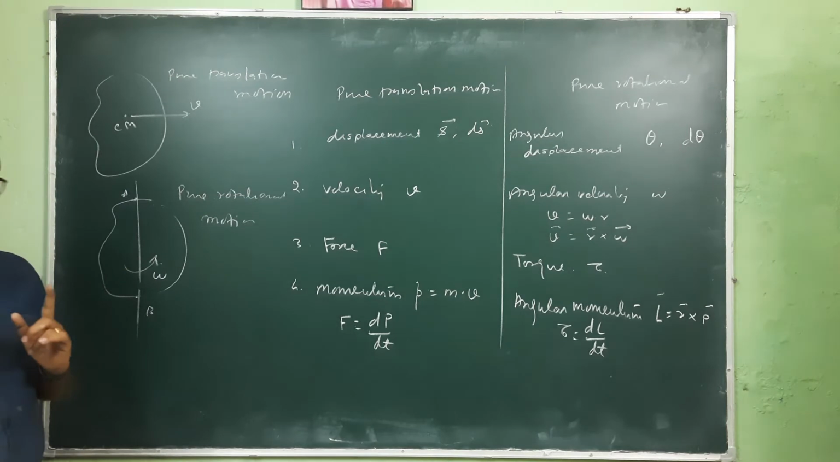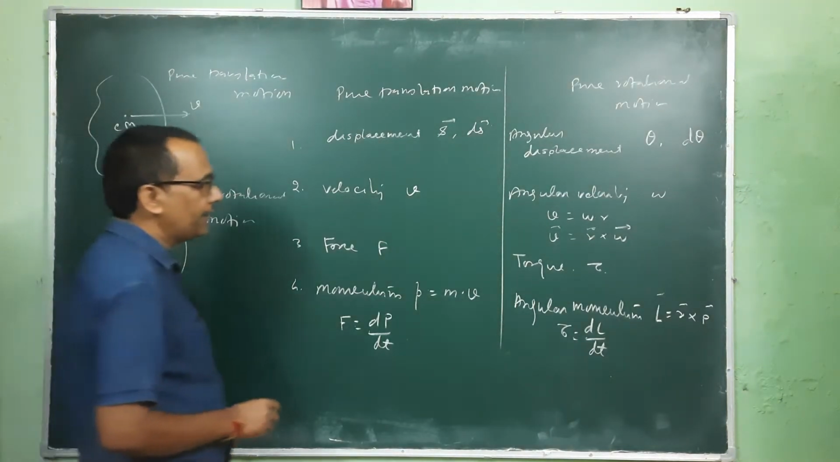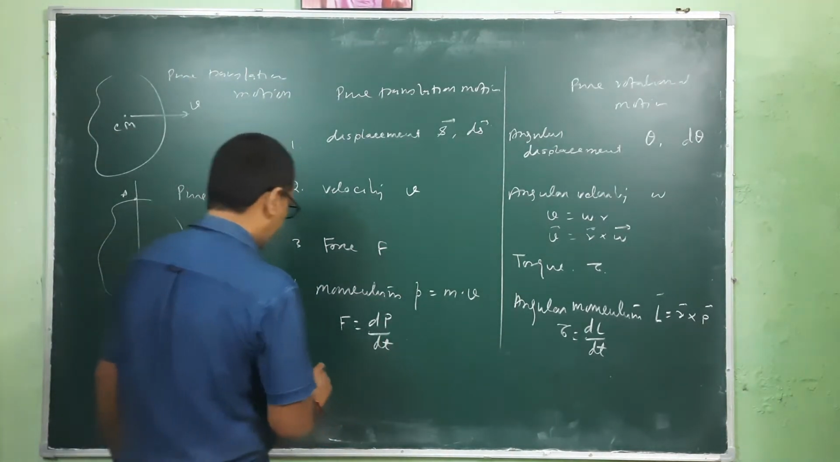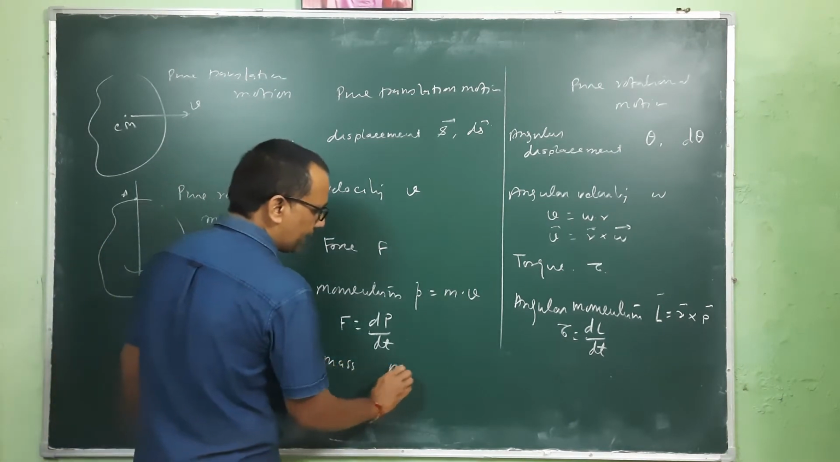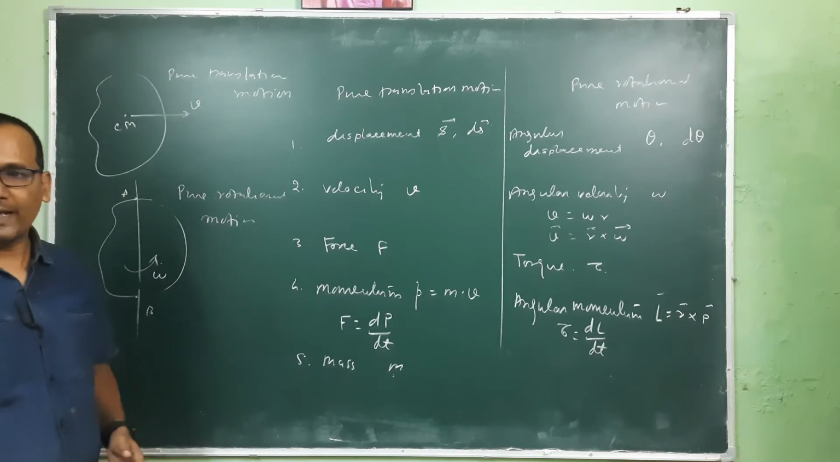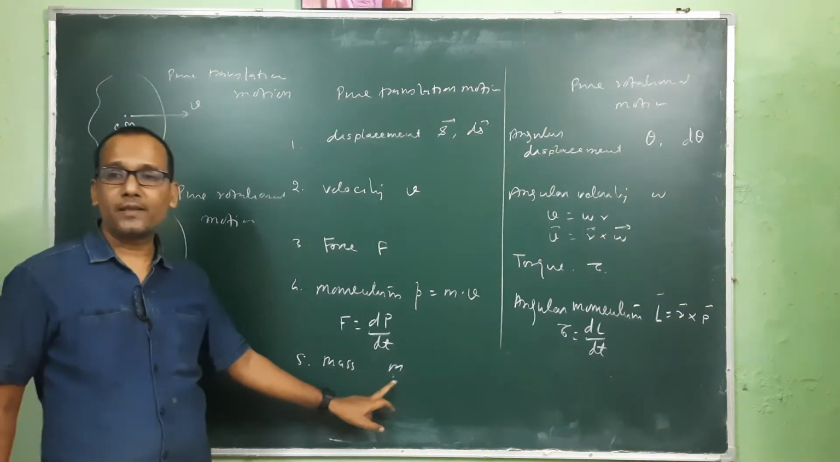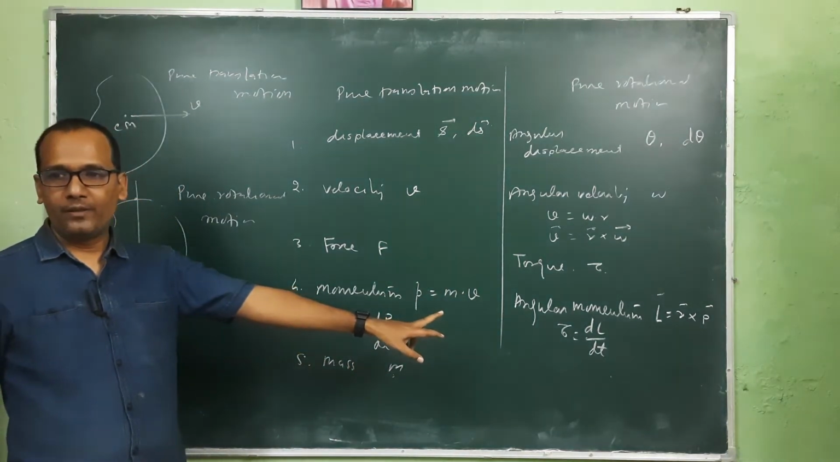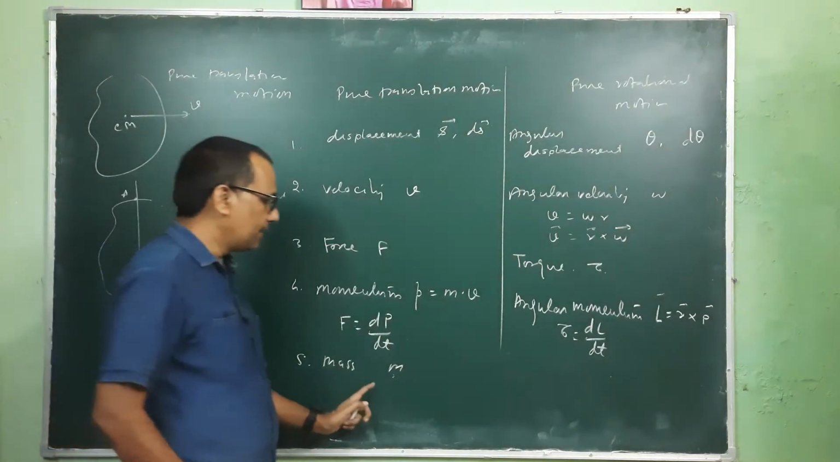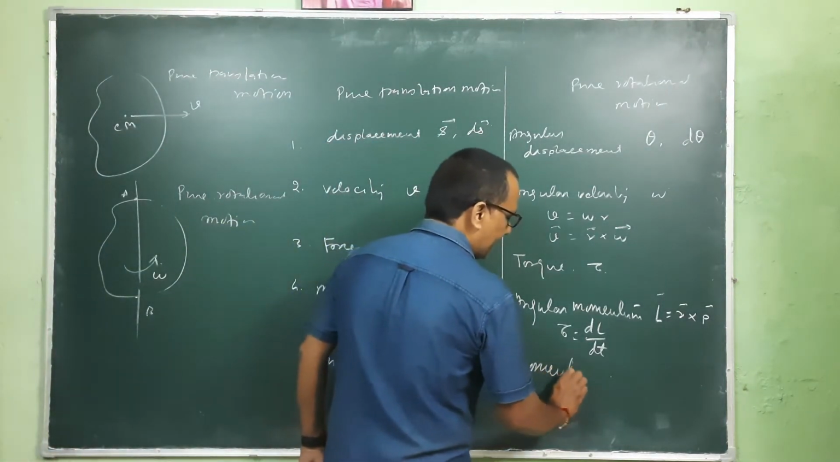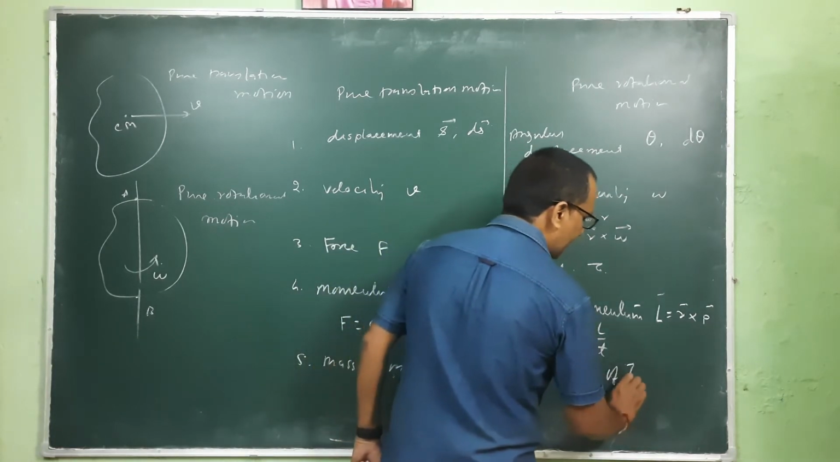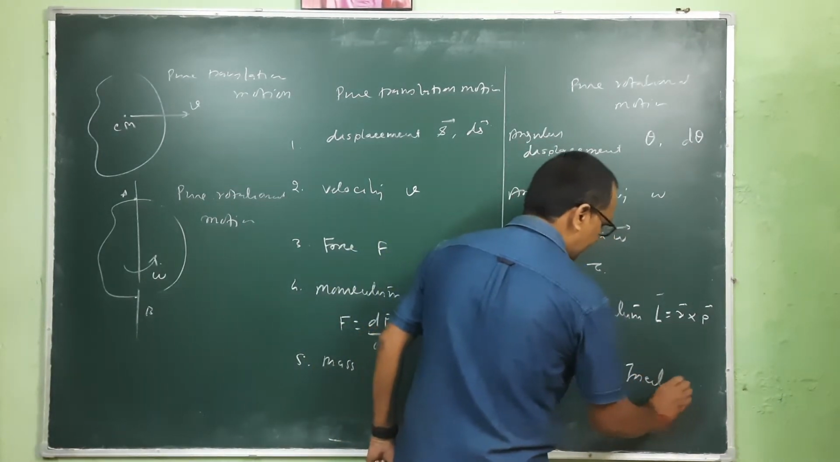One parameter that remains to compare is the mass. So here in this case, the mass is represented by m, and now we will search for the physical parameter analogous to mass in rotational motion. And that analogous to mass is moment of inertia, and this is I.